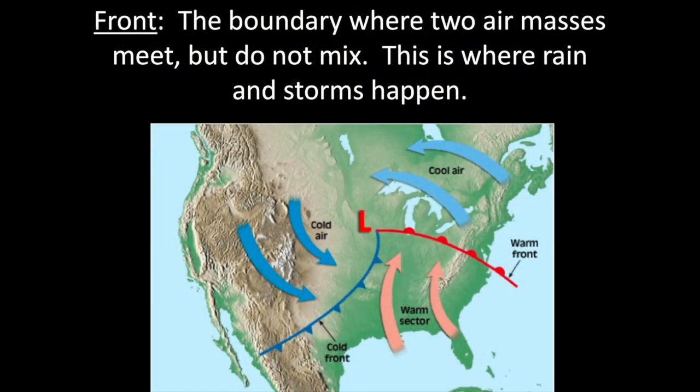Okay, so what happens then at the boundary when two air masses meet? The cold air pushes the warm air upward, and that causes those cloud systems, the weather systems, the front.